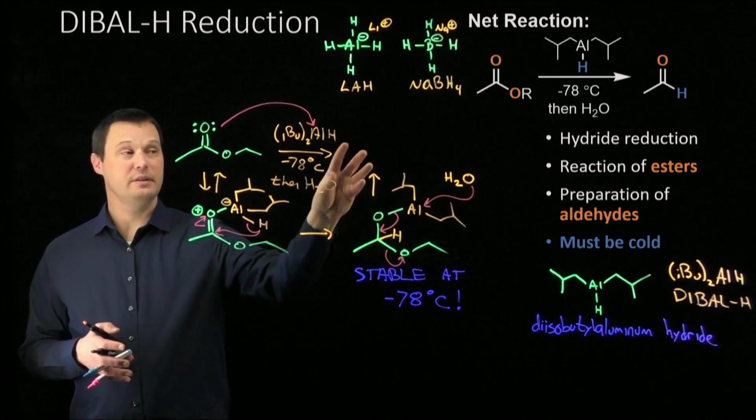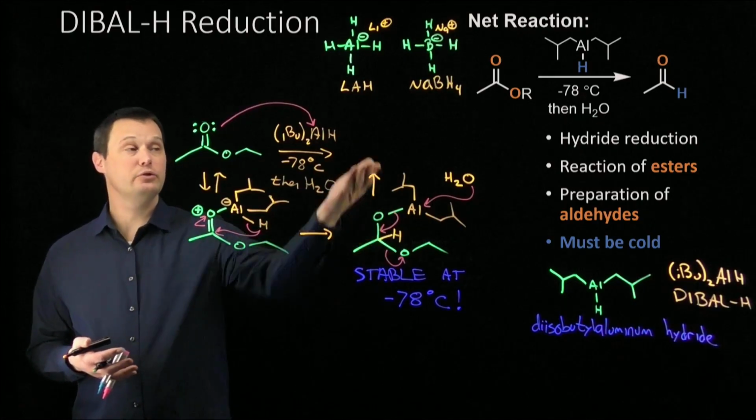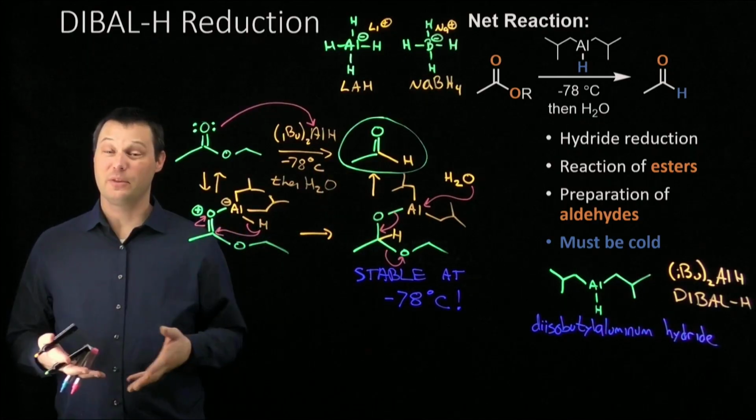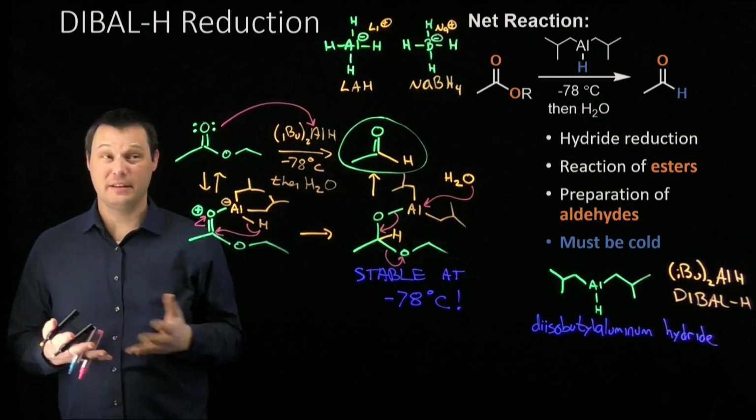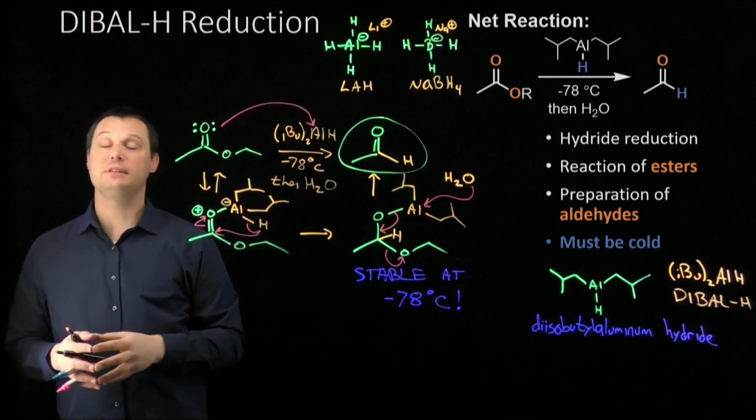What does the result of these arrows form? Pause the video, see if you can draw the next structure as a result of these arrows. The result of these arrows is our aldehyde product. This gets us our aldehyde product. This is how DIBAL partially reduces the ester to the aldehyde.